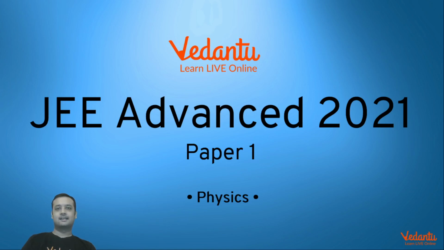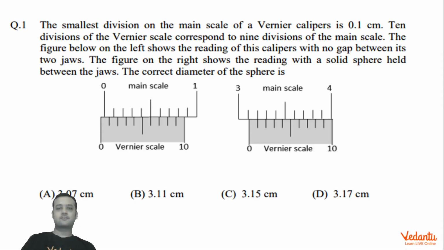Hi dear students, let's see this question that came from the topic of errors in JEE Advanced 2021. This question was from the topic of errors, one of the straightforward questions. I think most of the students would have done this comfortably. The question had a standard data.